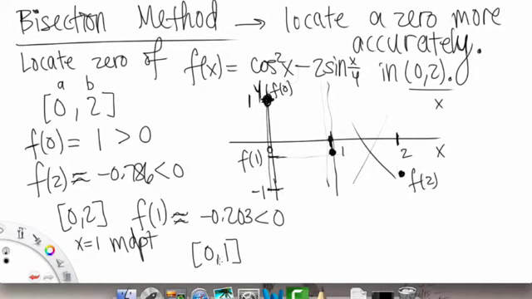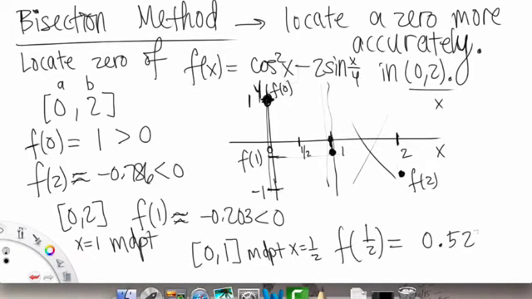So now we have to find the midpoint, the mid-x point, so that would be our 1/2, okay? So now we're going to plug in, so midpoint of 0 to 1 is x equals 1/2, and then f of 1/2, if we were to plug that in, then we would get 0.521, which is greater than 0, right? So that's a positive value. So here it's like almost half, or it's a little bit above half, okay? So here's our f of 1/2, okay?